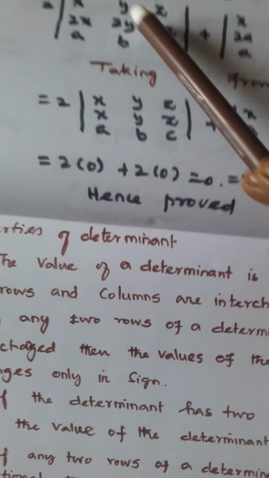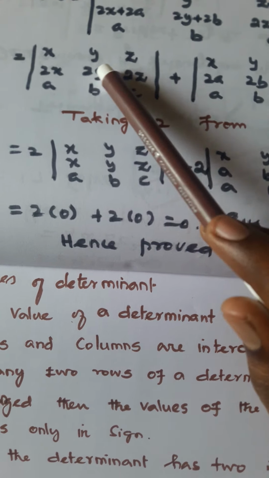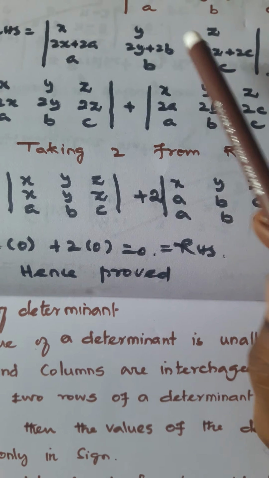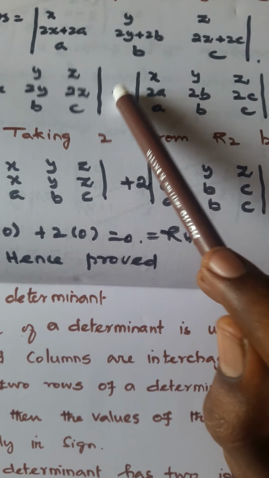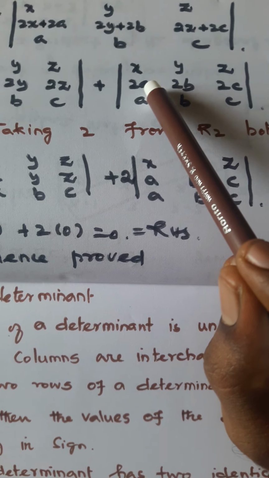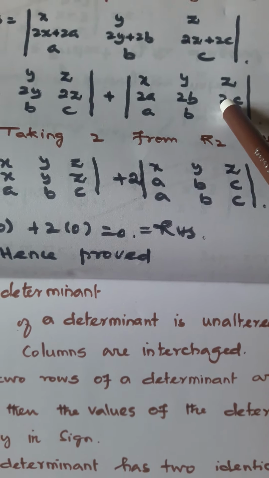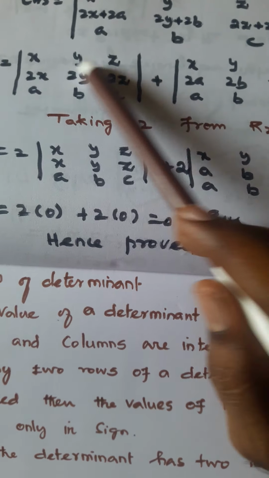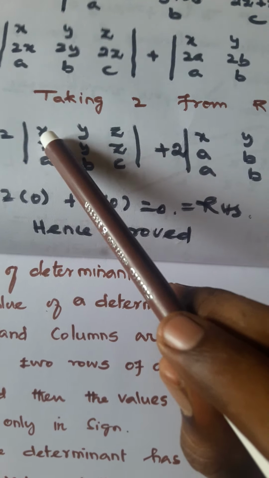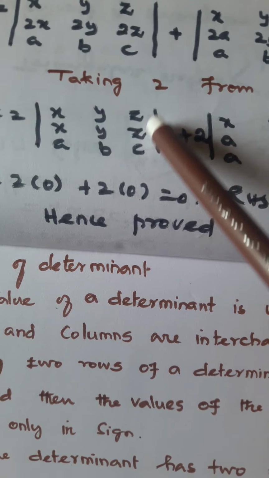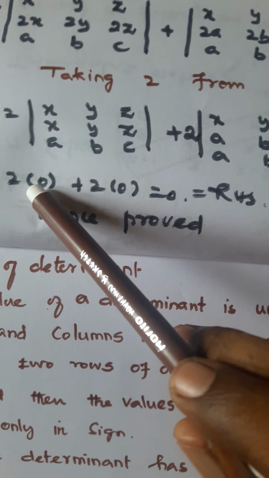You can see x, y, z; then 2x, 2y, 2z; then a, b, c. How the first terms 2x, 2y, 2z. Like that, plus, here you have plus. So the second terms 2a, 2b, 2c. So here 2 is a common factor. Here also 2 is a common factor. It is 2 times the determinant with rows x, y, z; a, b, c. Two rows are identical. So the determinant value becomes 0.